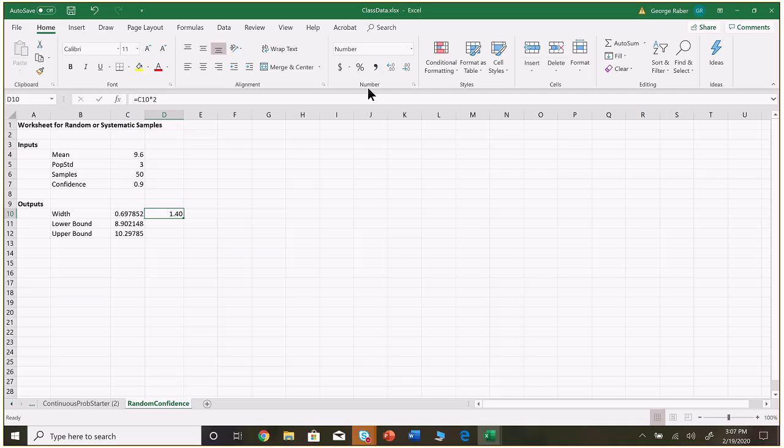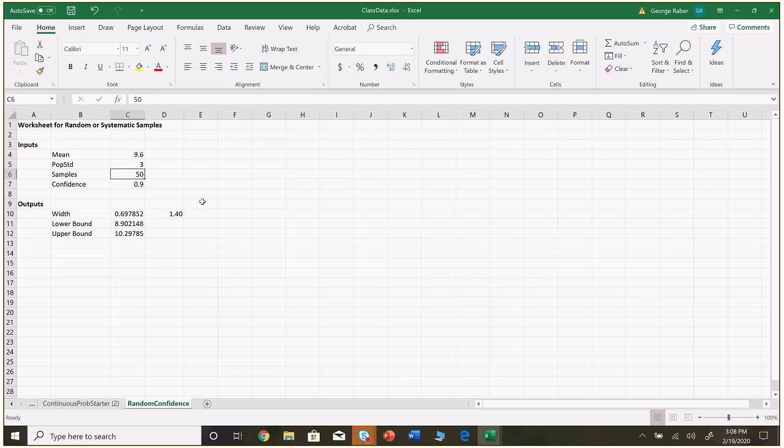So that's how you do it using Excel, using this confidence.norm function. And you can use confidence.norm function as long as your sample is over about 30.